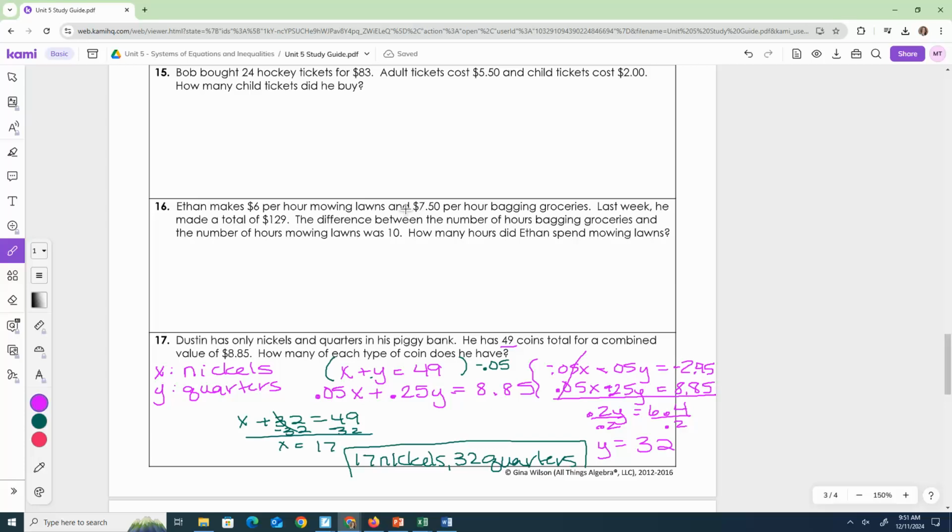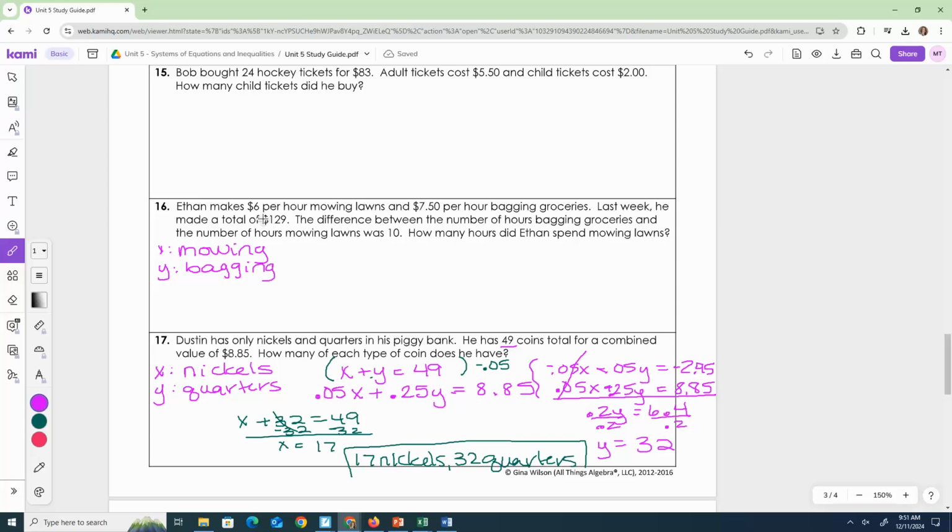Where do we have to be in here? So we have to define our variables. The things we're talking about are lawns and bagging groceries. So x is going to be my mowing lawns, and y is going to be my bagging groceries. All right.